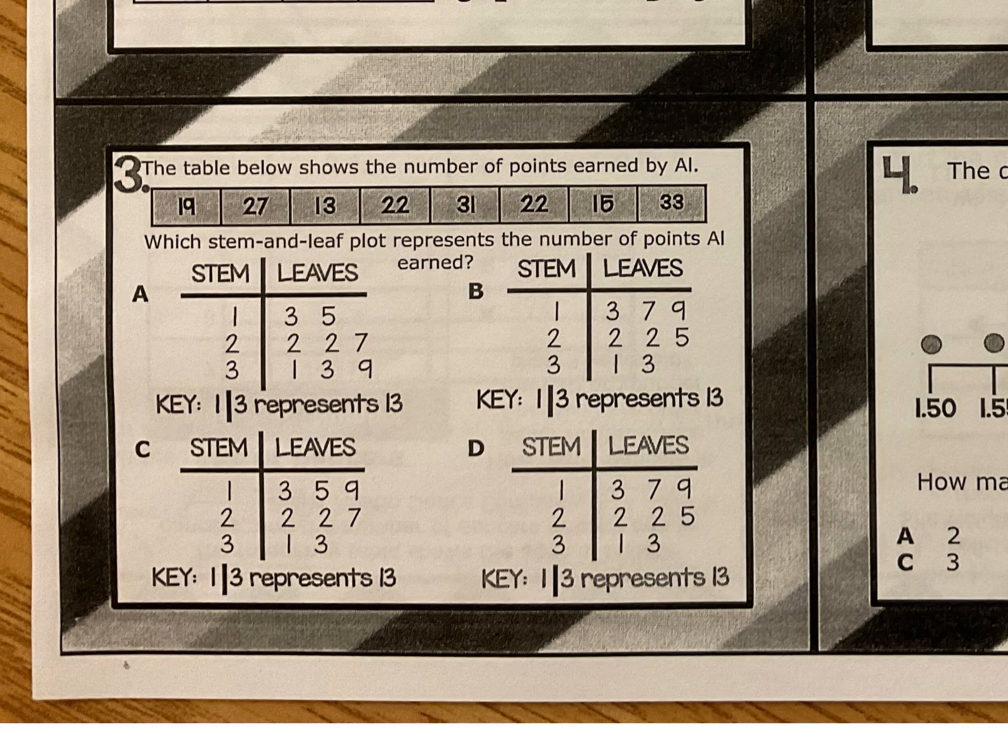Number 3, the table below shows the number of points earned by Al. Which stem and leaf plot represents the number of points Al earned?